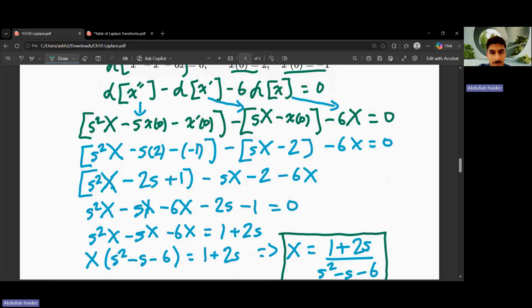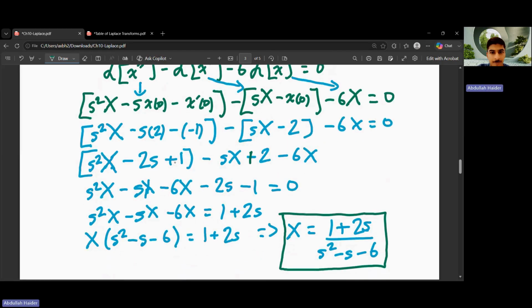Oh, this should be plus. Minus means plus, so minus plus 1 plus 2, this should be 3. Should be positive 3. My bad, to be honest. And this should be negative 3, and this should be negative 3. Yeah, you need to pay attention to this as well. 2s minus 3.